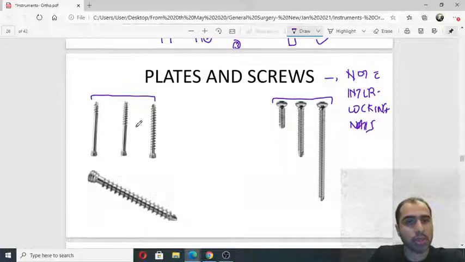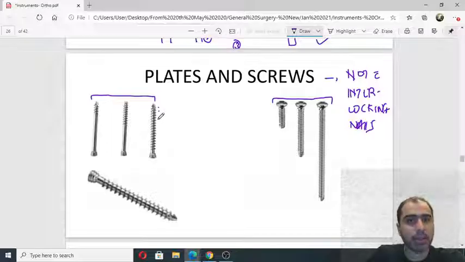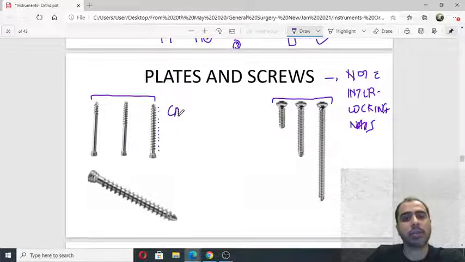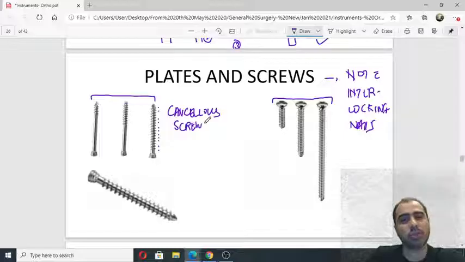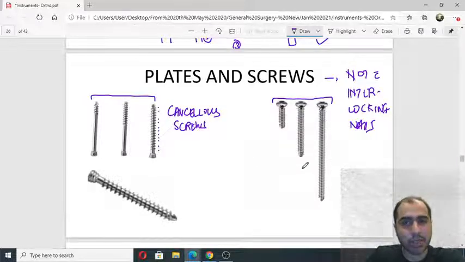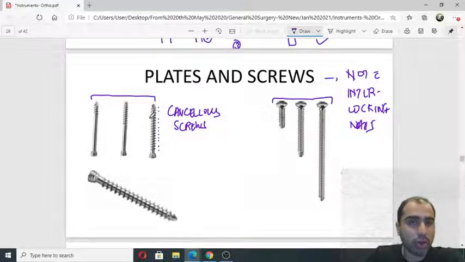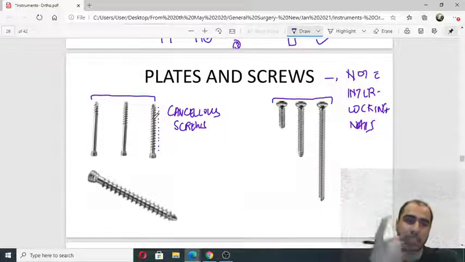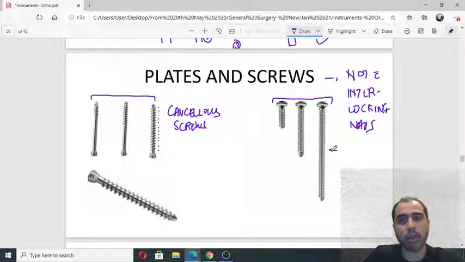These screws which have big gaps between the threads, they are called cancellous screws. Okay, they are called cancellous screws. These screws which have very closely placed threads, these curves that you see, the rotations of the screw, which define the screw, these threads are very closely spaced. They are called cortical screws.